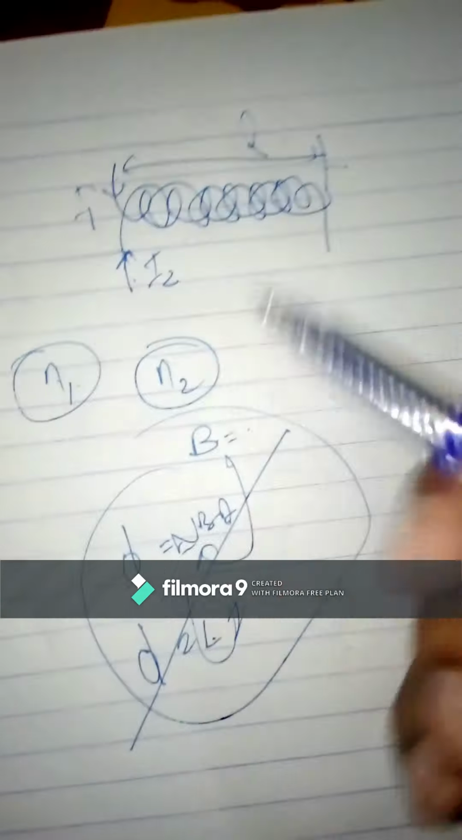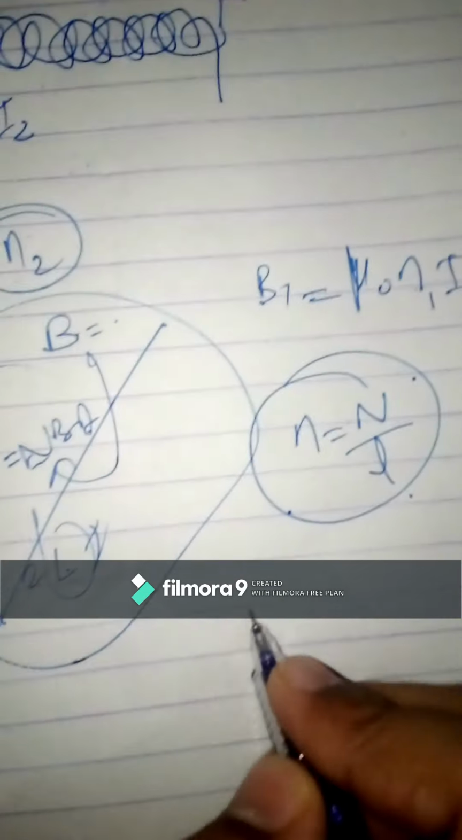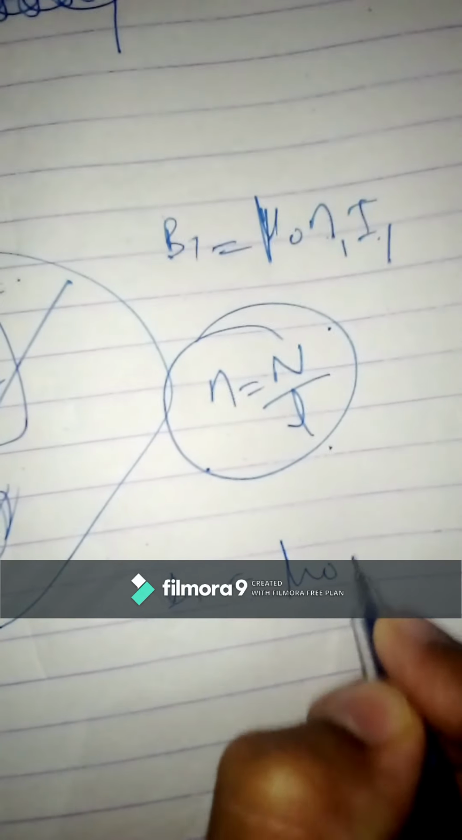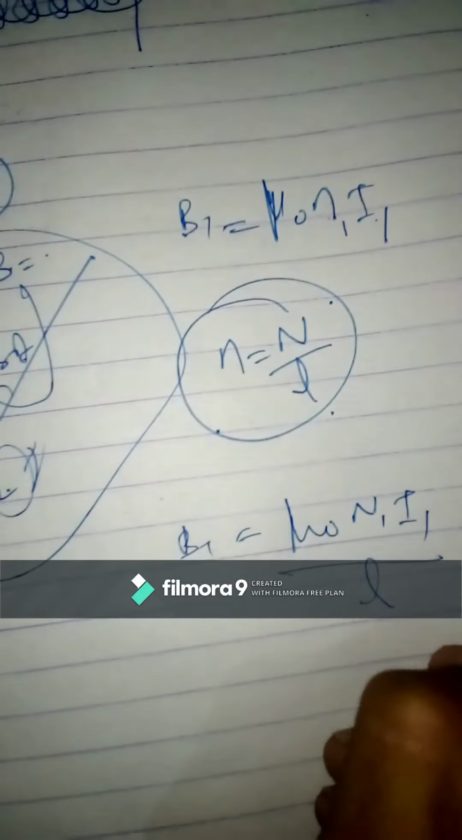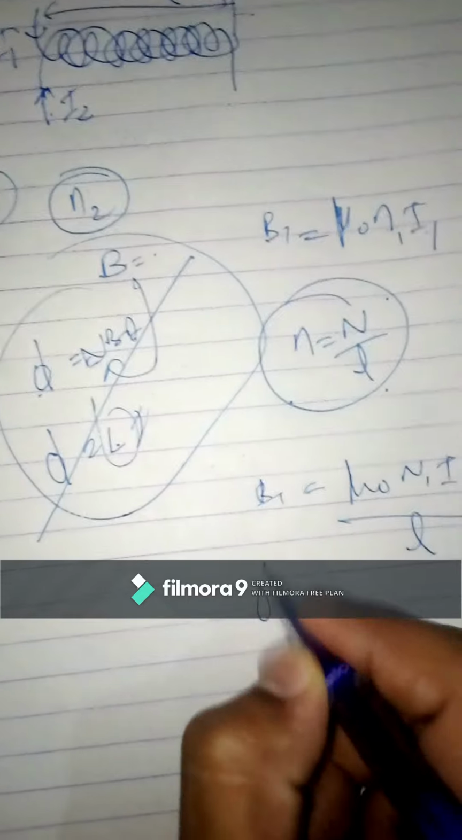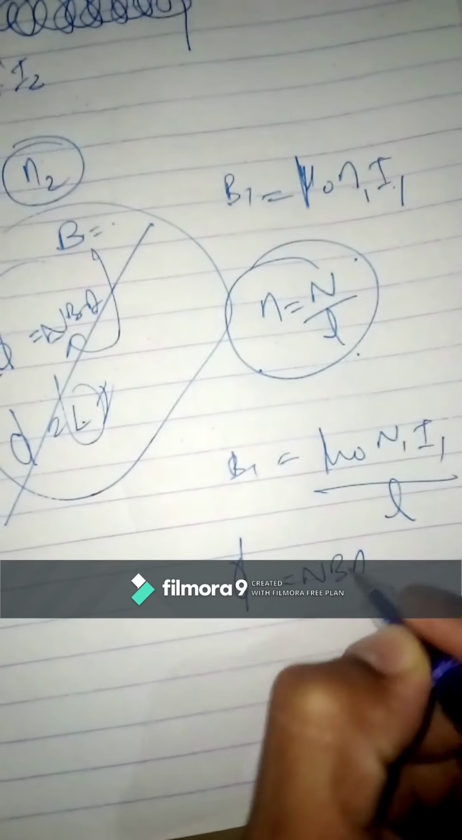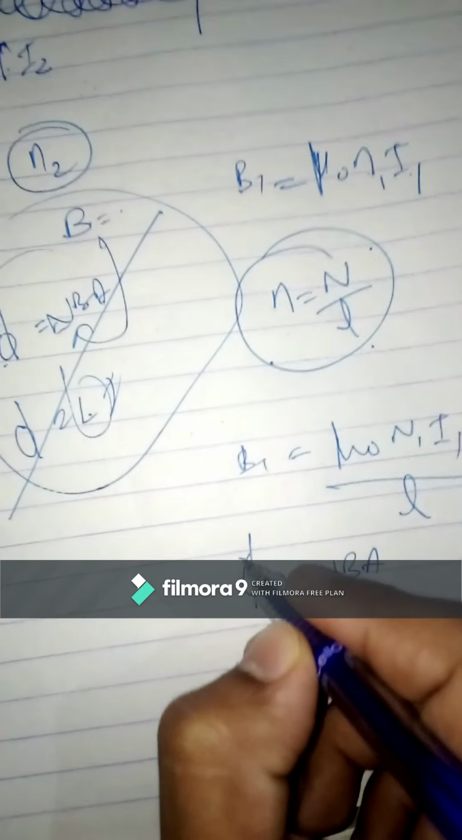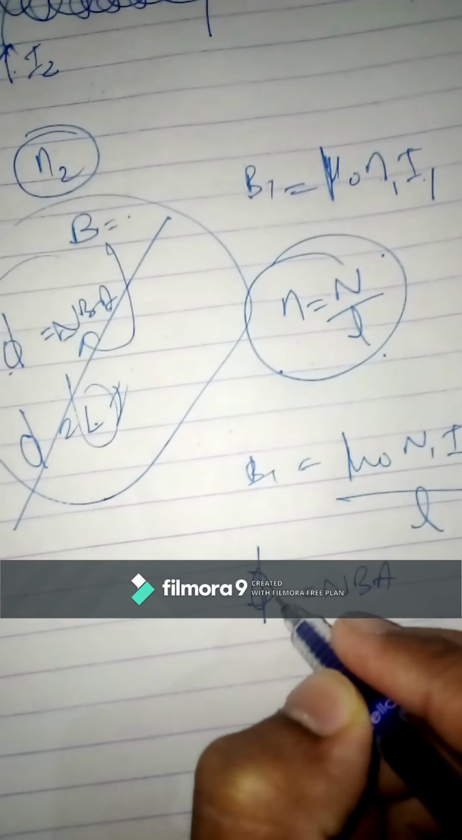As I said before, n equal to N by L, and I showed how n equal to N by L. You can see my previous video if you forgot. So B1 will be equal to mu naught N1 I1 by L. This is our first equation, but we also know that phi equal to NBA. We are calculating the flux associated with the secondary coil now.